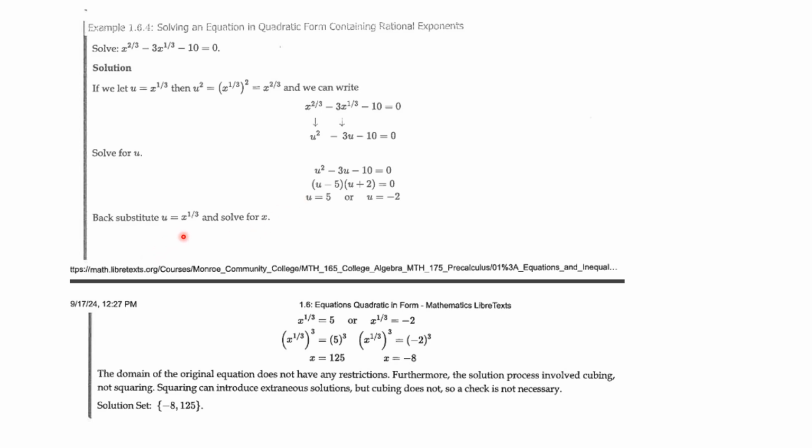But then we substitute back u equal x to the 1/3. So x to the 1/3 equals 5. That means we cube both sides, and x is equal to 125. Or x to the 1/3 is minus 2. We cube both sides and we get x is minus 8. So there are two solutions here. They are minus 8 and 125.